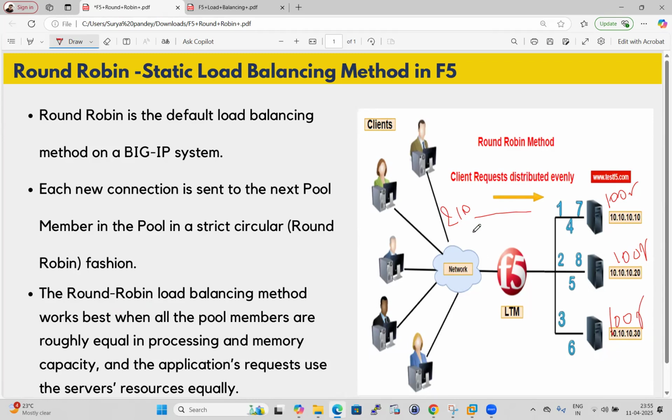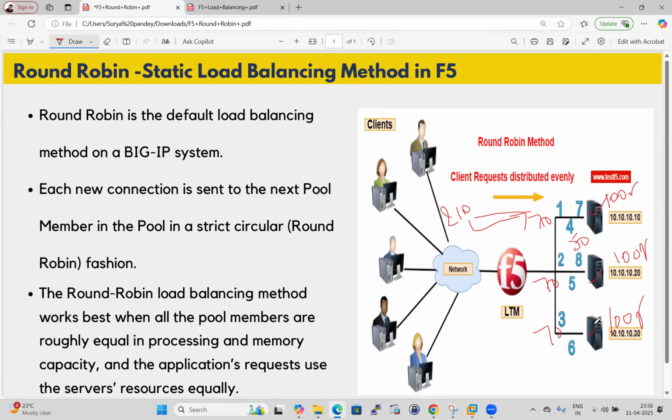If 210 requests come into the F5, it is going to distribute 70 to this server, 70 to this server, and 70 to this server. So it is less than 50% utilization, and the utilization of server 1, server 2, and server 3 is not 100%. It is maybe below 70%, 60%. So our server performance will be good, and application performance will be good.